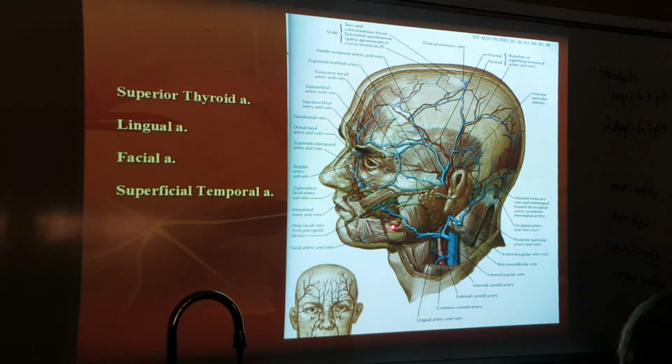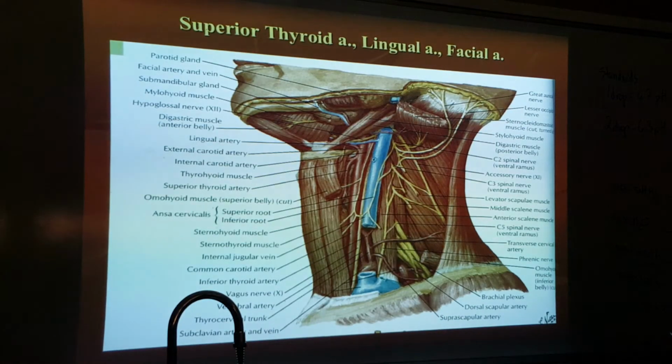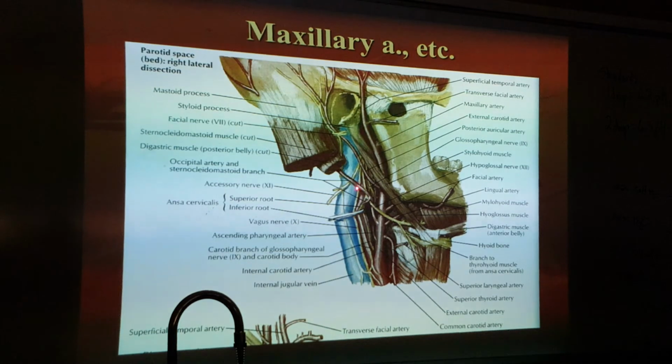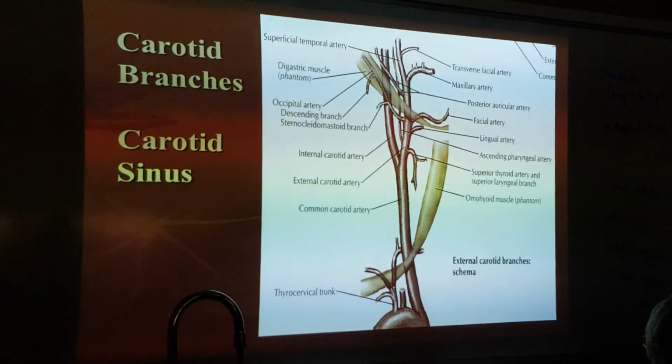And here's the facial, which is quite superficial, superficial temporal. And so here we see facial, remember, comes superficially, and the lingual goes deep. Under there, superior thyroid. Okay, superficial temporal, maxillary, facial, lingual, posterior, ascending pharyngeal, pardon me, and superior thyroid.